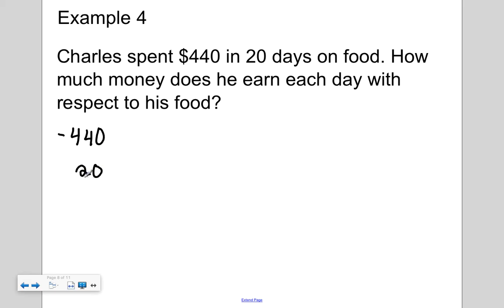All right, that's +20. And we want to know how much money he earns every day on food. Now, I'm looking for how much he's spending each day. So I'm splitting all of this money, this $440, evenly over the 20 days. So this means I'm going to be using division. So I'm going to have -440 divided by 20, which is going to give me that Charles spends -$22, or that's what he earns. He earns -$22 each day because he's spending $22 on food each day.